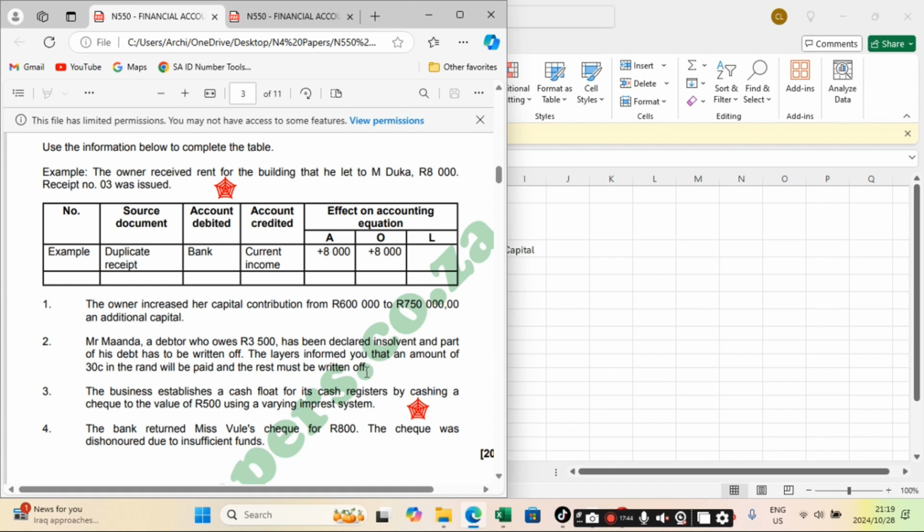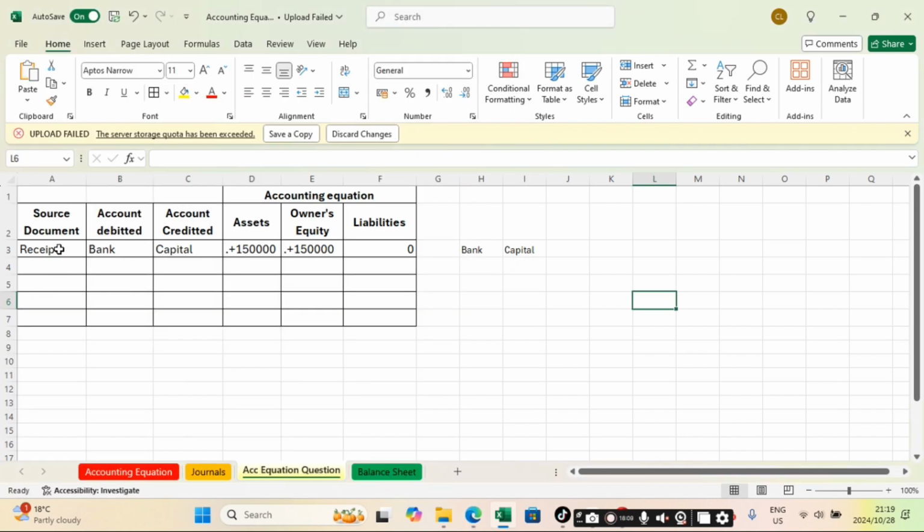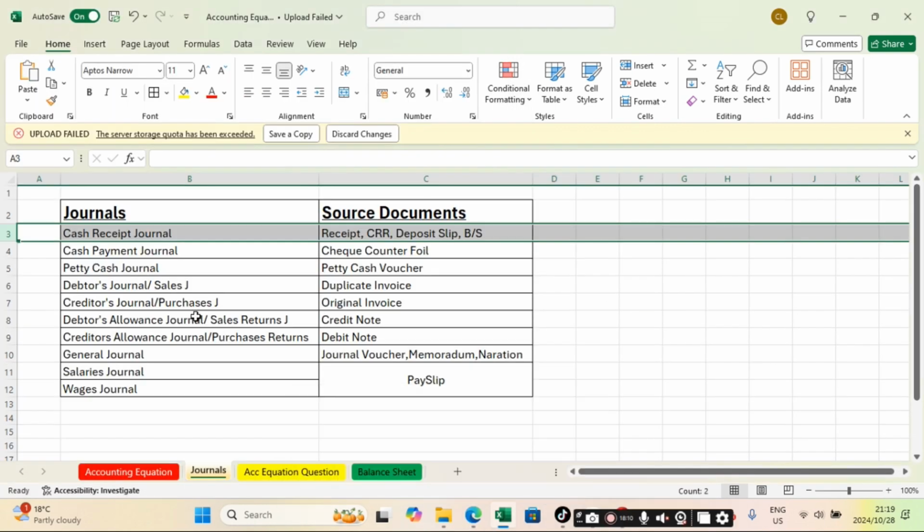So written off being what? The debt. So what are we focusing on in this transaction? We'll be focusing on that bad debt that will not be paid. That's where we're going to focus, our credit losses. For credit losses, we need to know the source document. Which source document does it affect? Does it affect our cash receipt, cash payment? What does it affect?